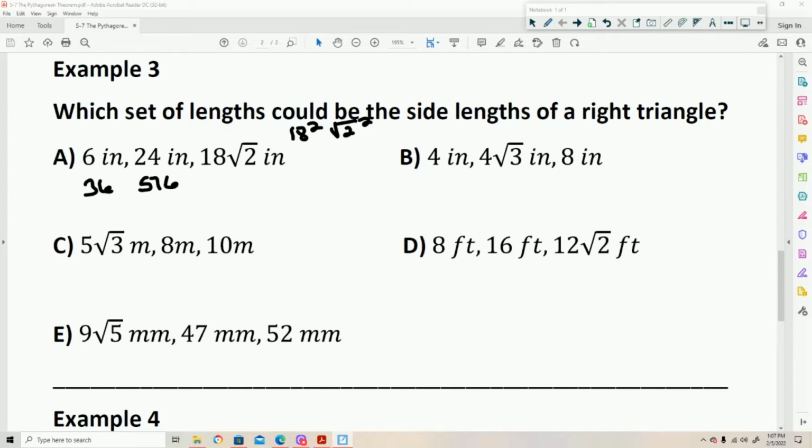And when I square a square root, it's an inverse operation, so you just get what's inside. So 18 squared is 324. 324 times 2 is 648. 648. So what I have to do is C.